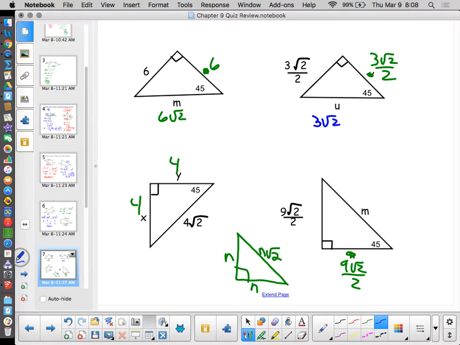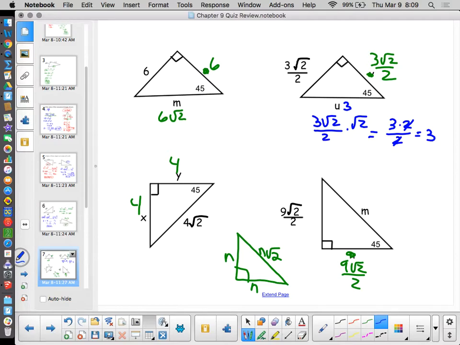So 3 root 2 over 2 times the square root of 2. And I've got to simplify that. So here's where the algebra gets tricky. Not horrible, but root 2 times root 2 is 2. And 3 times, so it's 3 times 2 over 2. The 2's cancel, or you could multiply, get 6 over 2. Either way, it reduces to 3.